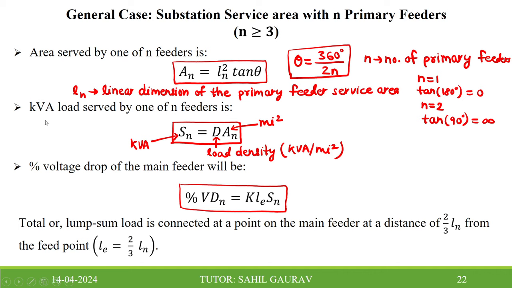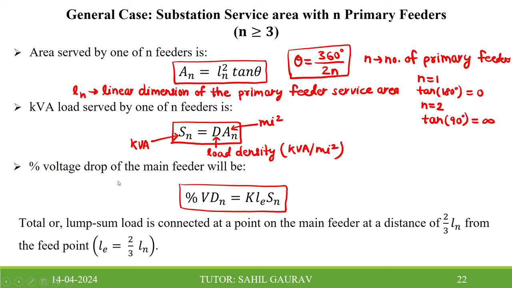Now, how can you find the KVA load served by one of n feeders? The expression for the KVA load served by one of n feeders is Sn equals D into An, where Sn is in KVA and D is the load density, that is KVA per square mile, and An is in square miles. The unit for An is square mile. So you will get the KVA load served by one of n feeders in KVA.